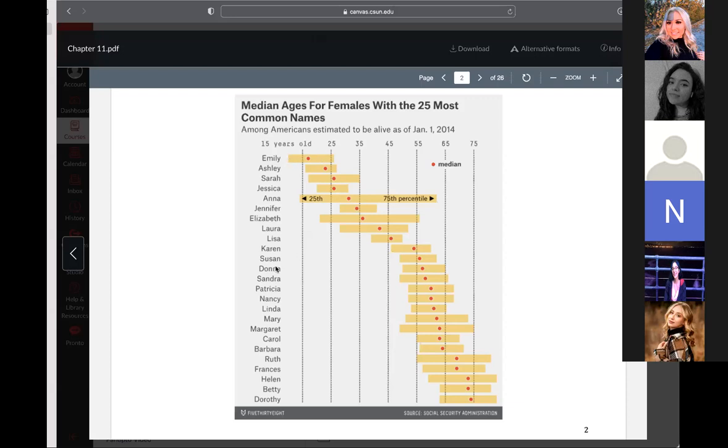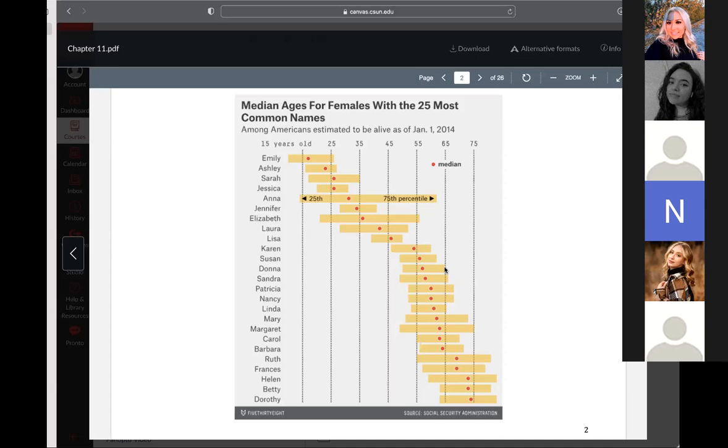So what is the 75th percentile for Donna? 65. So what does that mean? That the 75th percentile for Donna is 65. Would it be younger? Would what be younger? Younger, like 75% of females that are Donna are younger than 65. Yes. 75% of Donnas are under 65 years old. That is what it means that the 75th percentile is 65.